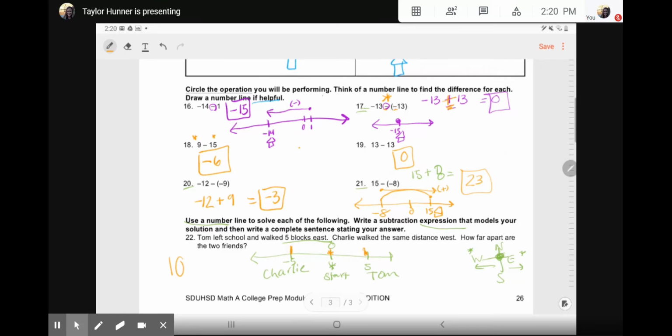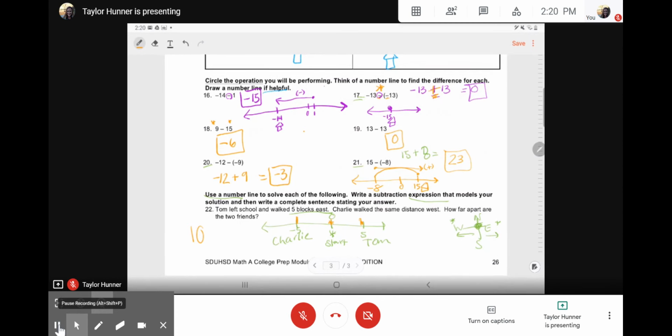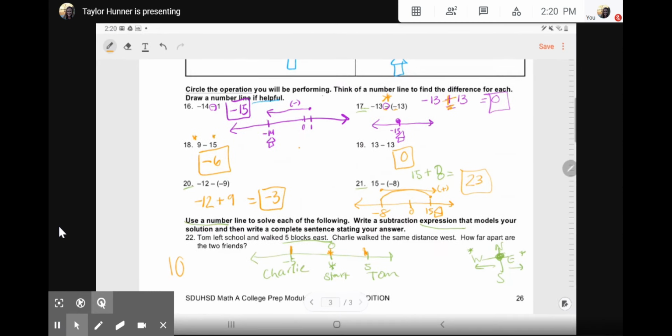And we can also write an expression for this. Let's just say that we need to label either this 5 or this -5 as our home. Let's label that this is our home, because we're really just trying to find the difference between the 2 points. We could do it either way. We could say Tom is our home. So if our home is Tom, that means that 5 needs to be the first number. And I'm subtracting -5 from that.